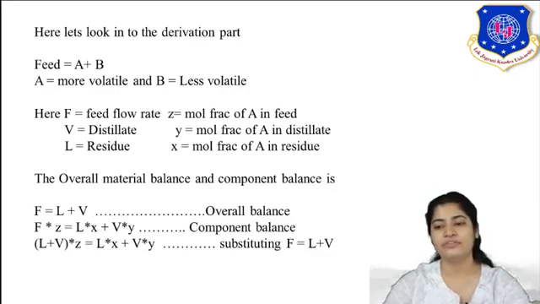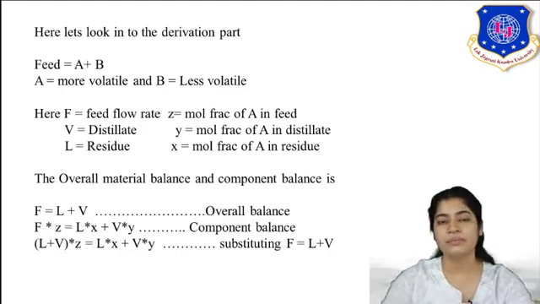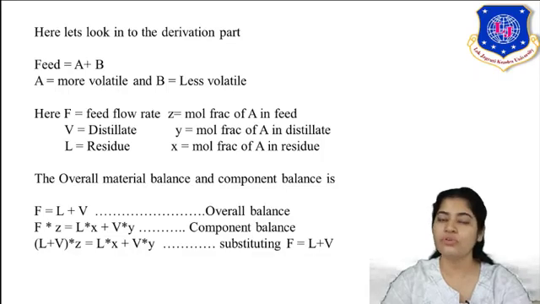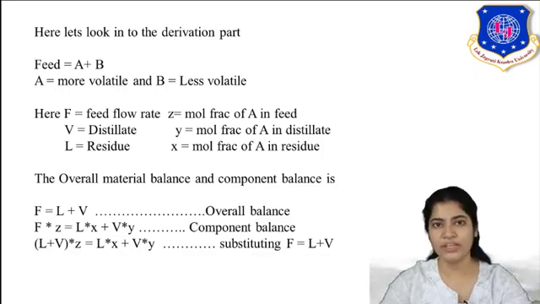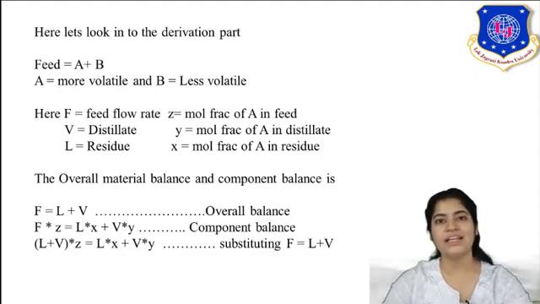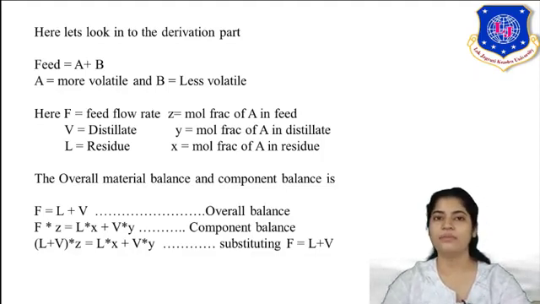Your vapors are produced on heating. Those vapors you collect, condense, and then liquefy. On condensing you get a liquid. So what is that? That is your distillate. It is enriched with the more volatile component. So V is the distillate, rich in the more volatile component. L is the residue which you get at the bottom.